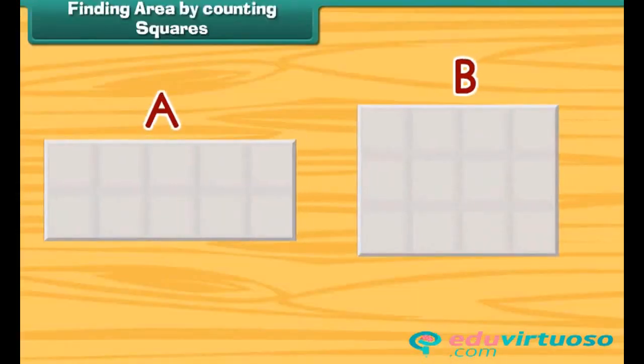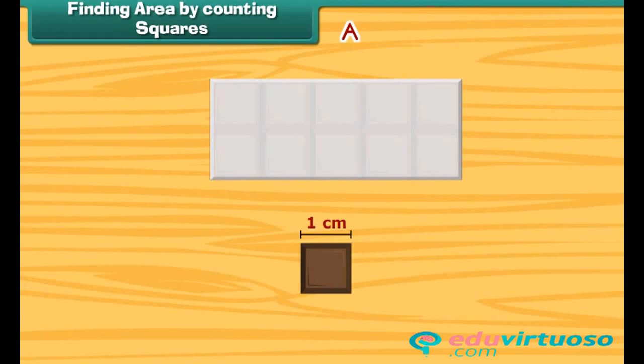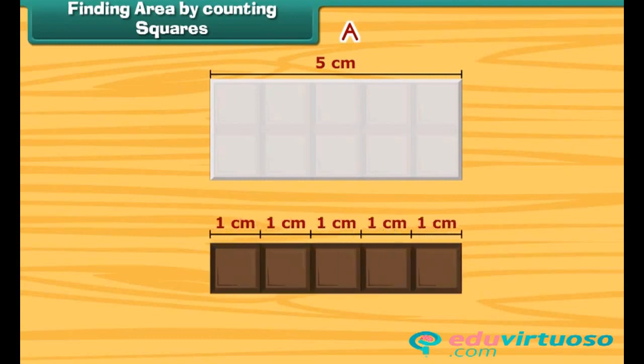Friends, we have these 2 chocolates. Let us find out which one is bigger and which one is smaller. We will take the help of one square piece of chocolate of side 1 centimeter. The length of the chocolate A is 5 centimeter. So, 5 squares can be arranged along its length.